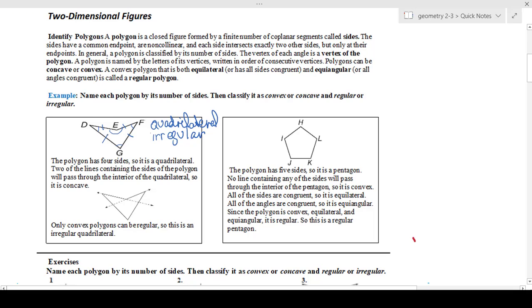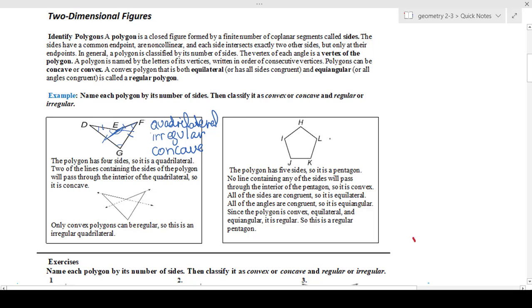Now, how can we test to see? We just try to extend the sides. If when we extend the sides, they come inside the drawing, then it is concave. Then this example was a quadrilateral, it was irregular, and it was concave.